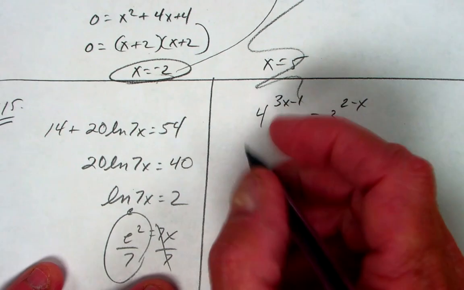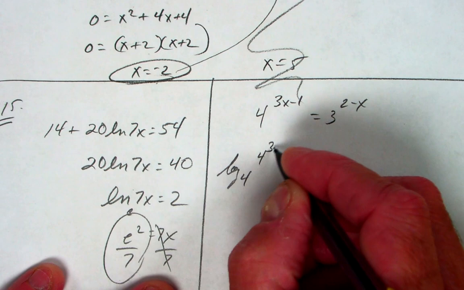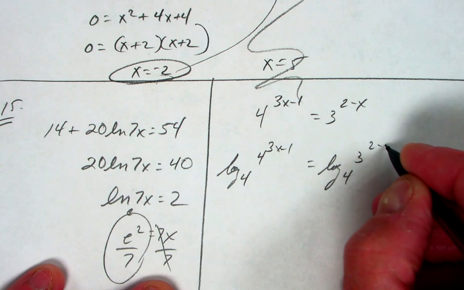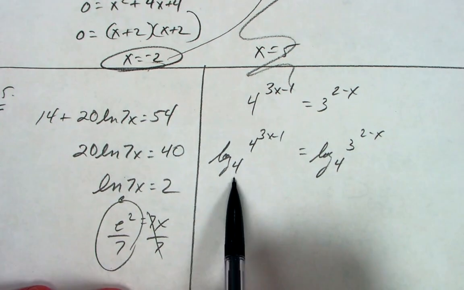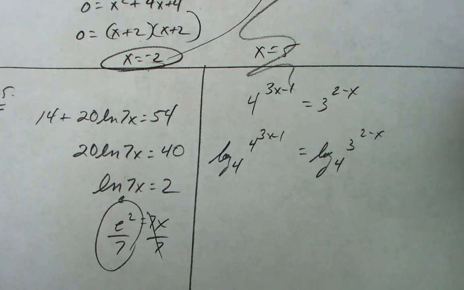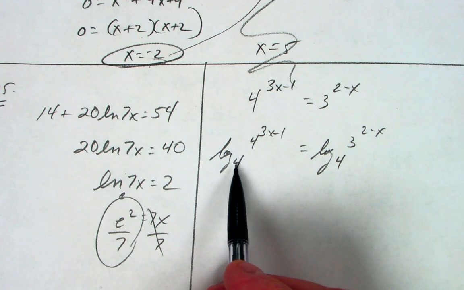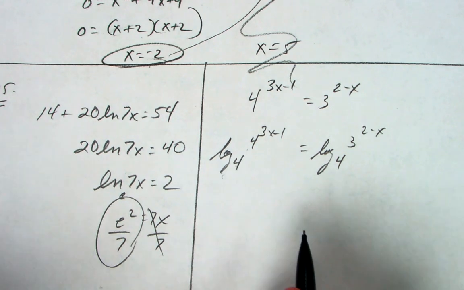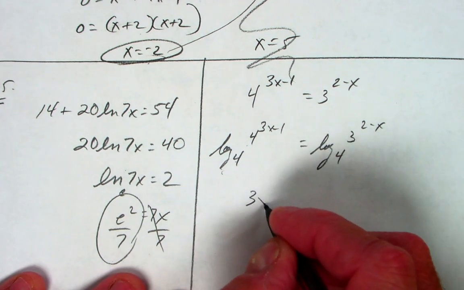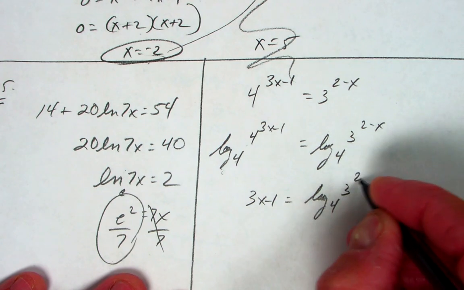4, okay. So I'm going to take the log base 4 of this 4 raised to the 3x minus 1. And I'm going to take this one, log base 4 of 3 to the 2 minus x. Now, why didn't I do 4 over here and 3 over here? Because that would be illegal. I've got to do the same thing to both sides. Now, what happens to these two? They cancel out because the log base 4 and 4 raised to a power are inverse operations. And I just get 3x minus 1 equals log base 4 of 3 to the 2 minus x.